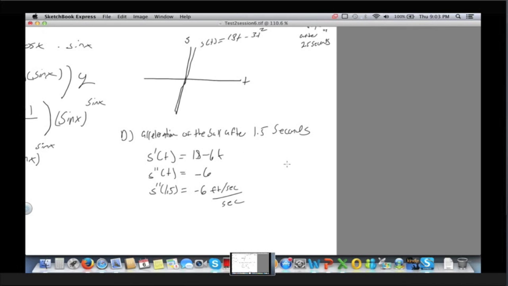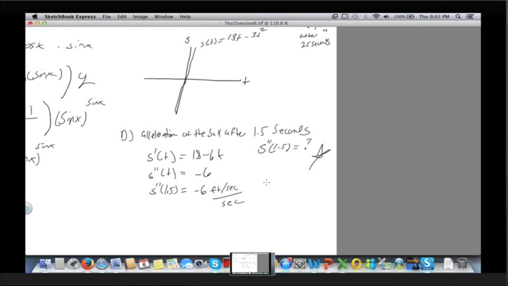Remember, let's start by writing down a question mark with what the question's asking us for. So the second derivative for 1.5 seconds. Good. That was a very good method. It's good that you put in the units there at the end. We memorized that those are the correct units for acceleration. So what would be the acceleration of the ball after 2 seconds? After 2 seconds, it would still be negative 6 feet per second per second.